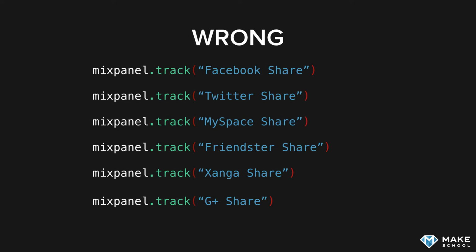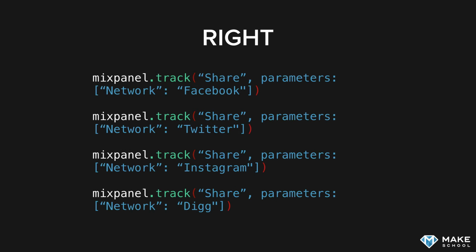This is, again, the wrong way to do it. The core action here is share. There should not be a different name for every share action. This is the right way to do it, using parameters. The share action name is the same across all events, and the parameters tell us which network we've shared to.